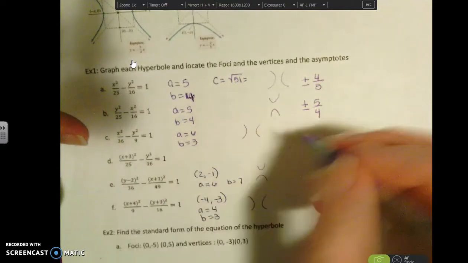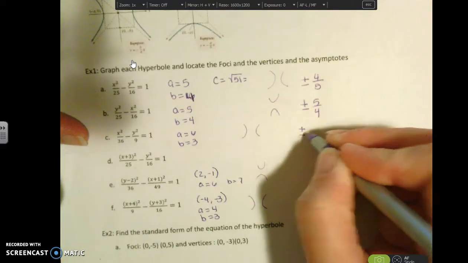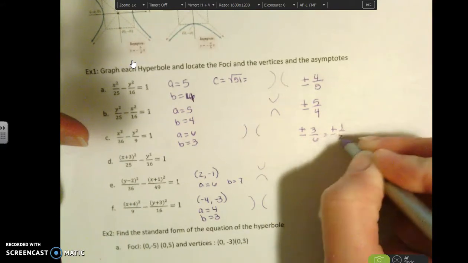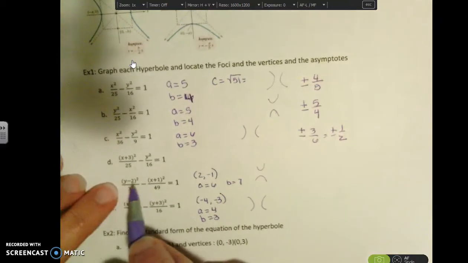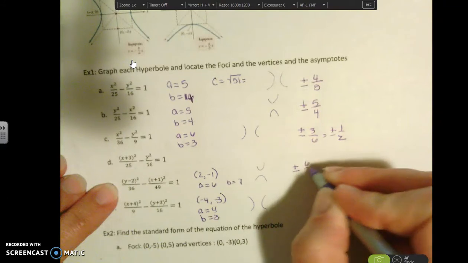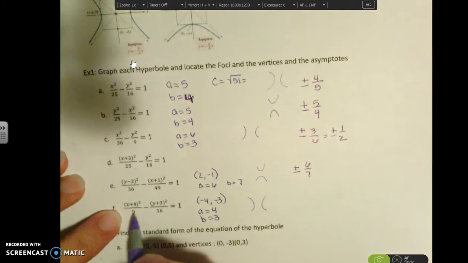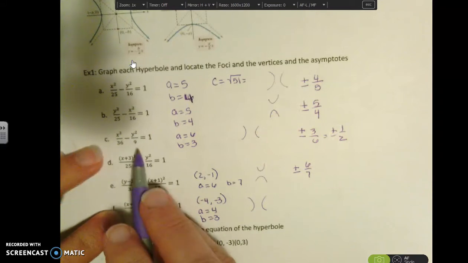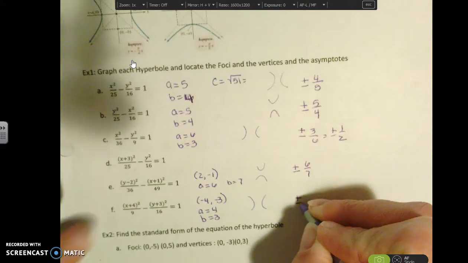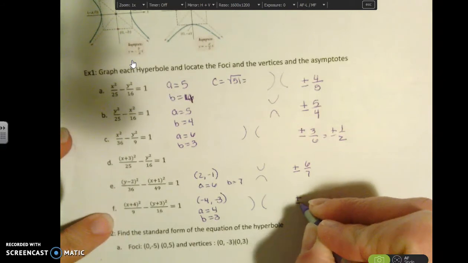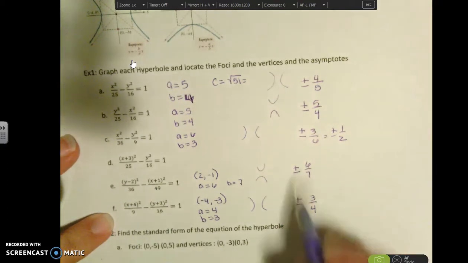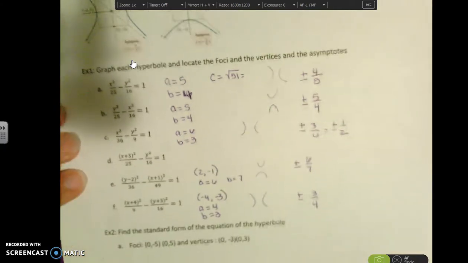Since x is first, it's going to be plus or minus 3/6, which is plus or minus 1/2. On this one, since y is first, it's going to be plus or minus 6/7. And on this one, since x is first, it's going to be plus or minus 3/4. So we're going to use this information to graph our hyperbolas.